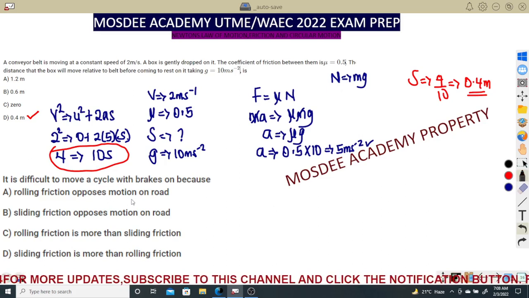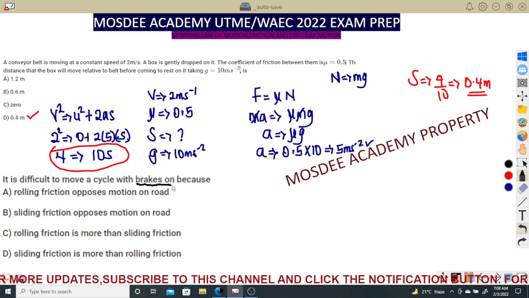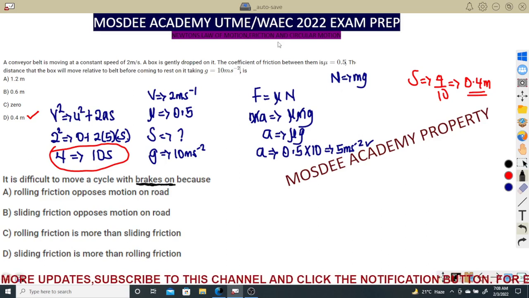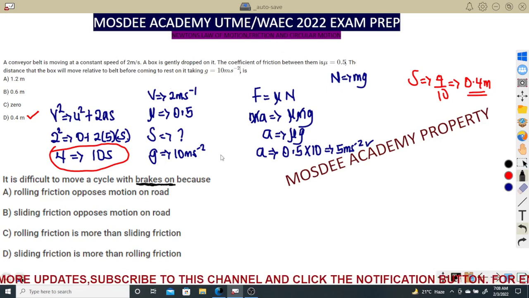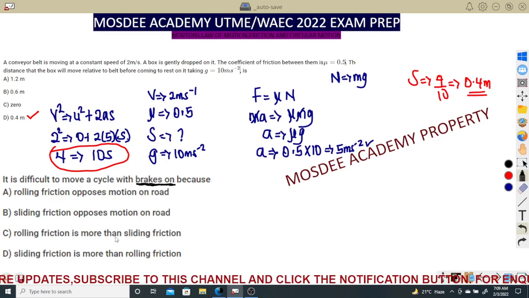Then the last question for today is: it is difficult to move a cycle with brakes on. That is, maybe you have a motorcycle and you hold on the brake and you're trying to move it. This is on the concept of friction, and I think this is also very simple. This is a combination of friction plus Newton's laws of motion, and these are the ways you see questions in JAMB, especially nowadays. You need to know them, not just the formula, the interpretation also matters.